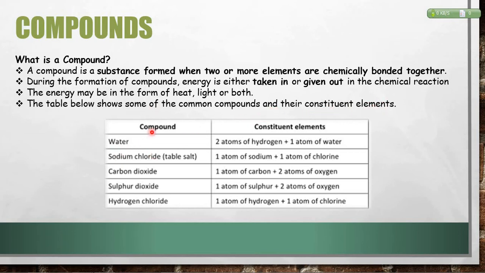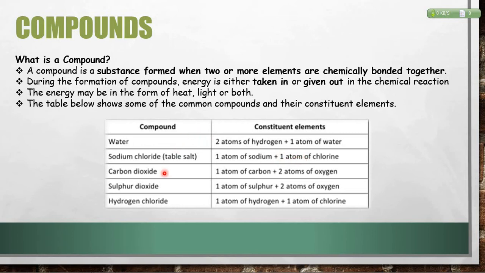Water, we call water a compound. Let's see the elements that you can find in water. You have 2 atoms of hydrogen and 1 atom of oxygen. Sorry, 1 atom of oxygen, 2 atoms of hydrogen. Don't get mistaken here, this actually is oxygen. Sodium chloride, which is table salt. Sodium stands for this. You have 1 atom of sodium plus 1 atom of chlorine.